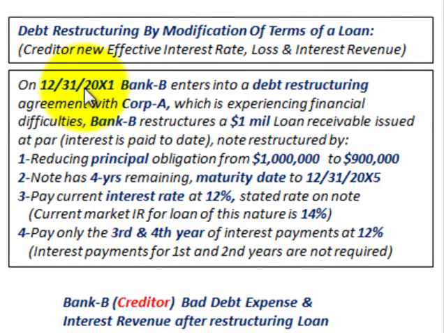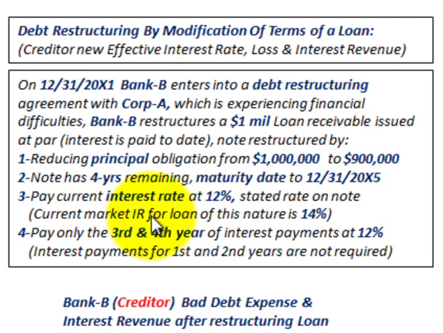For example, on 12/31/20X1, Bank B enters into a debt restructuring agreement with Corporation A, which is experiencing financial difficulties. Bank B restructures a $1 million loan receivable issued at par, and the interest is paid to date. The note is restructured by, number one, reducing the principal obligation from $1 million to $900,000. The note has 4 years remaining, and the maturity date is 12/31/20X5. Bank B is going to require Corporation A to continue paying the interest rate stated on the note of 12%.